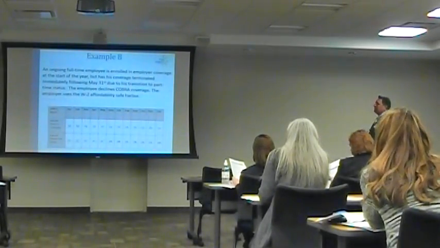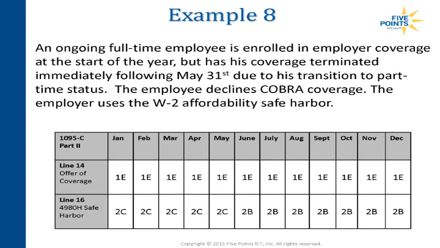Now let's look at the next scenario. I have an ongoing full-time employee enrolled in employer coverage at the start of the year, but has his coverage terminated immediately following May 31st due to their transition to part-time status. The employee declines COBRA coverage, the employer utilizes the W-2 affordability safe harbor. So now you'll see here, I actually continue to use 1E. I offered COBRA, and the reason for the difference here is they're still an employee. So the COBRA event was them moving to part-time status. I don't use 1H if they're terminated.